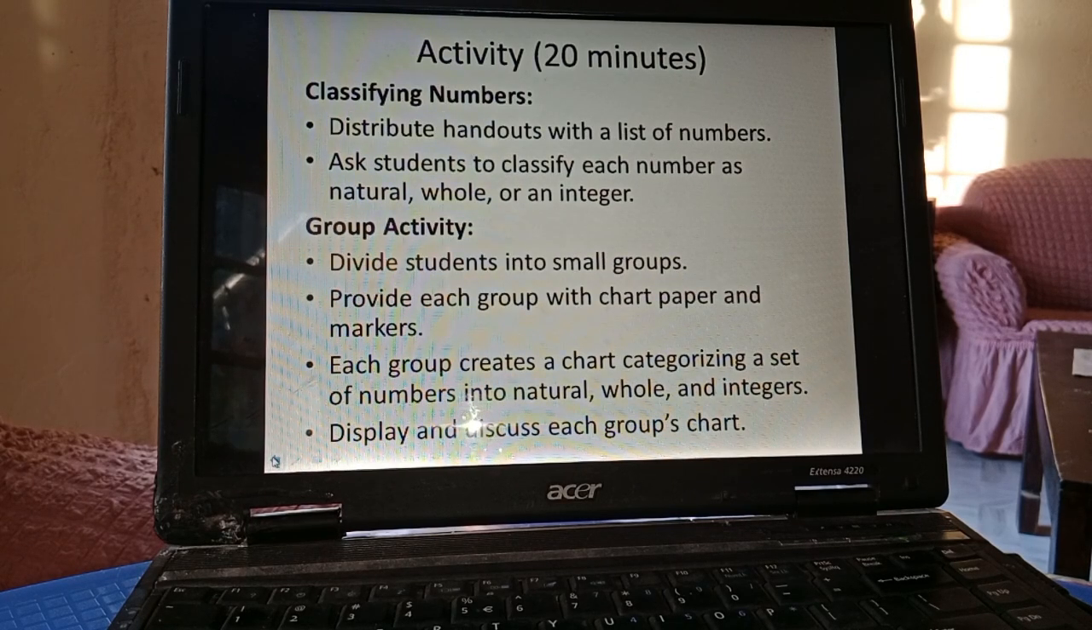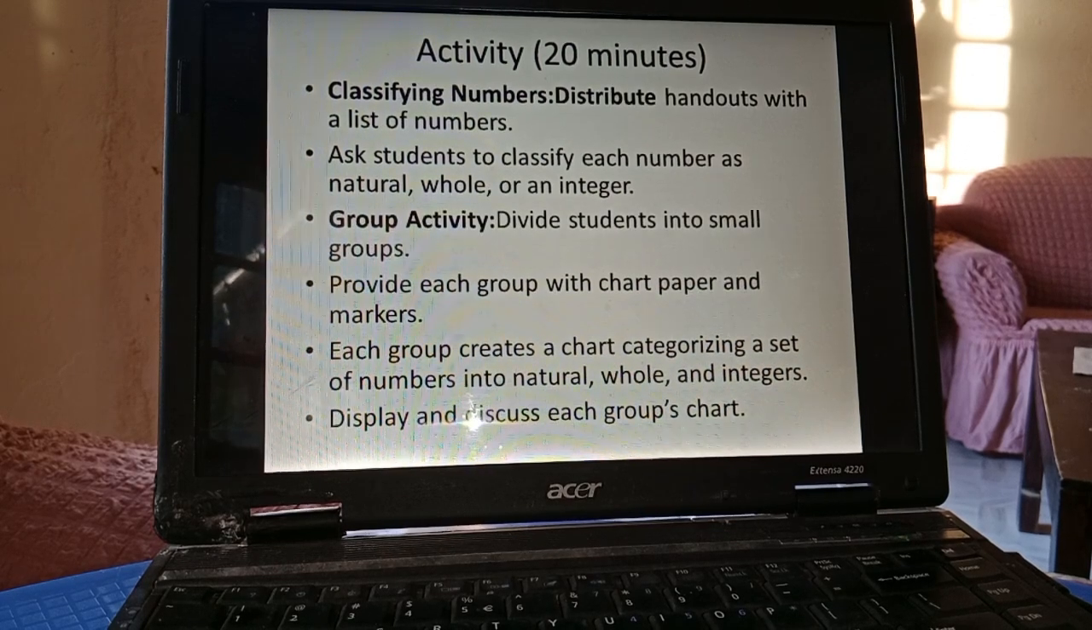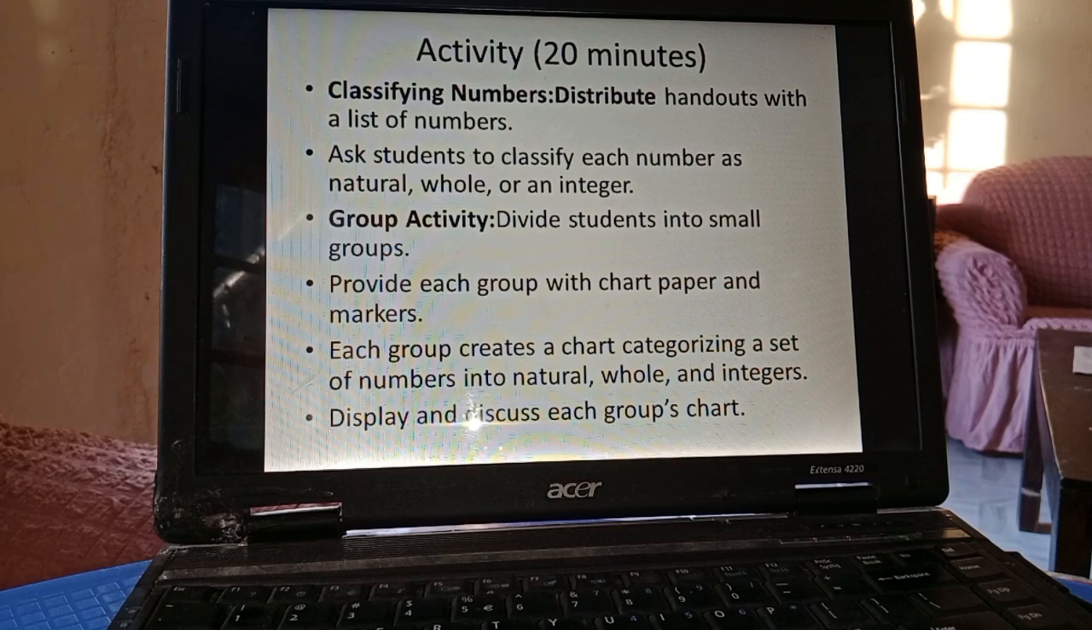All right. Classifying numbers, distribute handouts with a list of numbers. Ask students to classify each number as natural, whole, or an integer. Group activity, divide the students into small groups. Provide each group with chart paper and markers. Each group creates a chart categorizing the numbers.